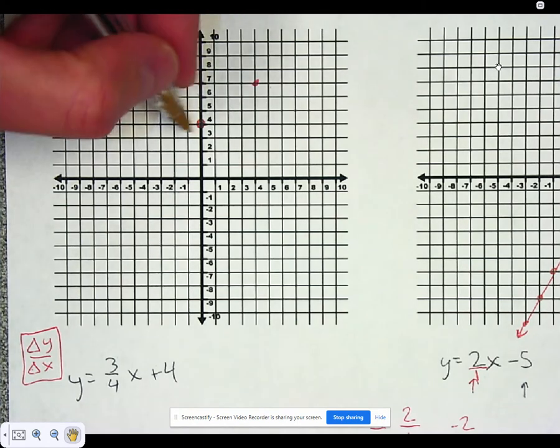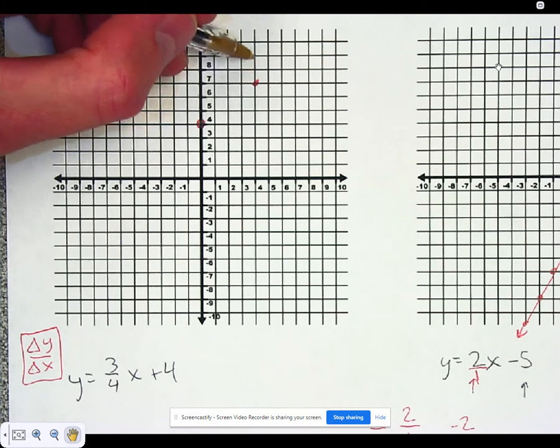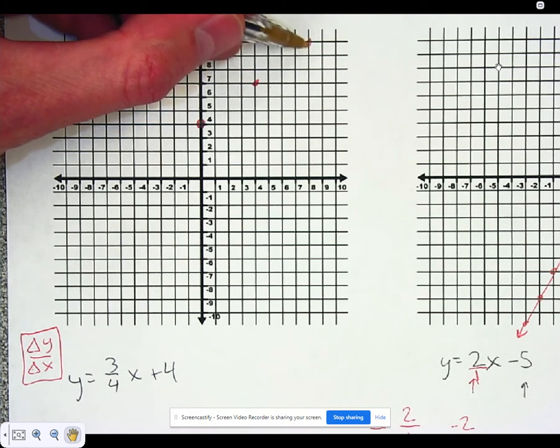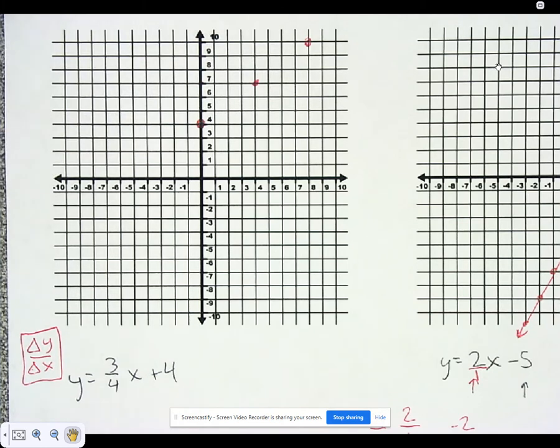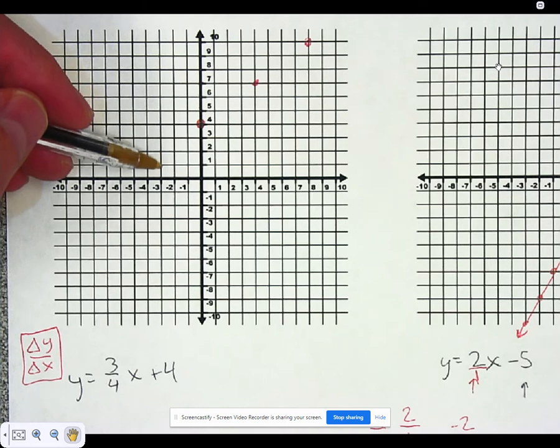Once you have 2 points, you can really connect the dots and make a line, but you could also keep going. 1, 2, 3, change in y. 1, 2, 3, 4, change in x. And you'll see that I'm still on that same line. You can go backwards too. 1, 2, 3, 1, 2, 3, 4.